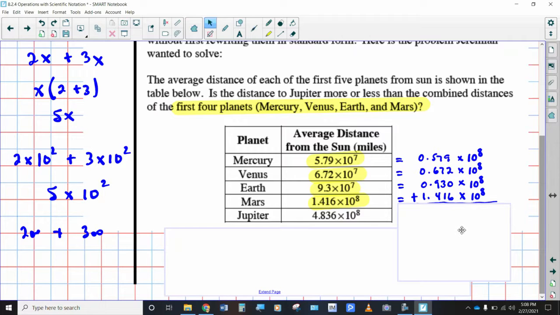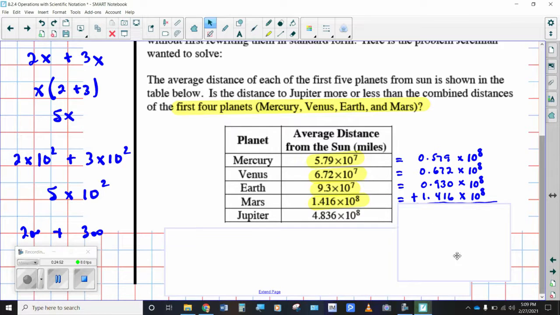So please go ahead and use your calculator for this. This is totally okay. Go ahead and add all of these decimal numbers together, and then it'll be that quantity times 10 to the 8th. And then write a little statement to answer this question: is the distance to Jupiter more or less than the combined distances of the first 4 planets? Is the total sum of this greater than or less than this number in scientific notation? Okay, go ahead and take some time and add those together and declare your answer.